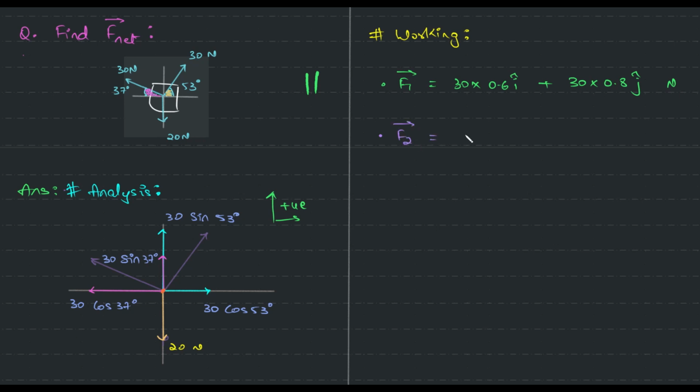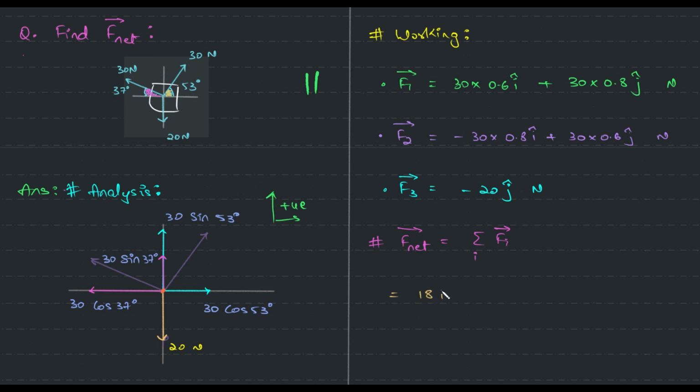Then F2 will be minus 30 into 0.8 i cap plus 30 into 0.6 j cap Newton. Then F3 is equal to minus 20 j cap Newton. So we have the net force, which is equal to the sum of all of the forces acting on the object. And so in this case, it will be the sum of all of this.